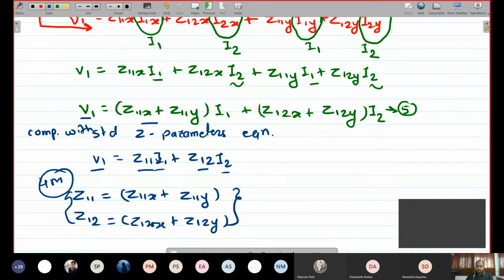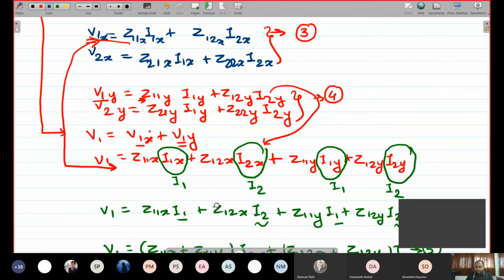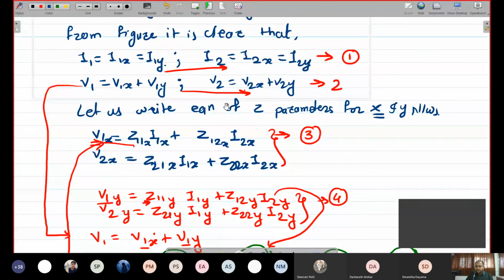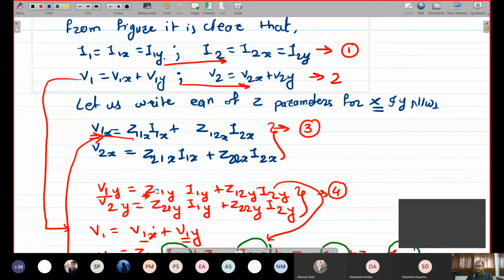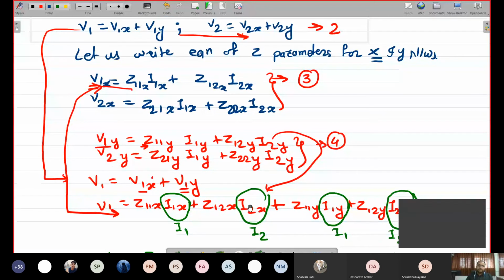Now let us go for the other two parameters, right? In order to go for the other two parameters, what do we need to go for? We need to go for this: V2 is equal to V2x plus V2y. And then you are going to put the equations of V2x and V2y in that particular equation. So let us do that. I hope you are getting this.